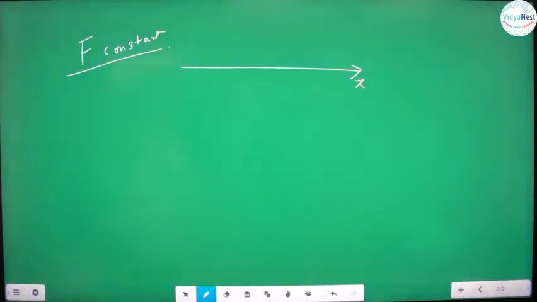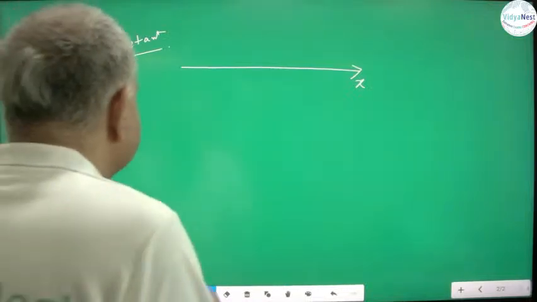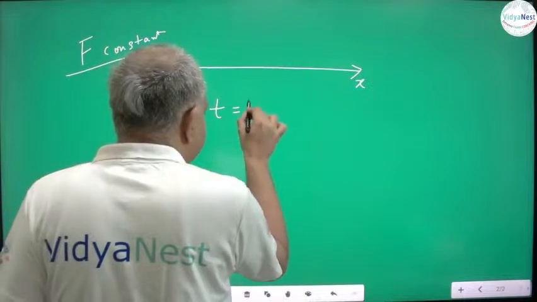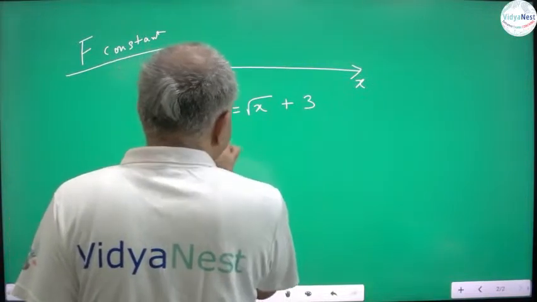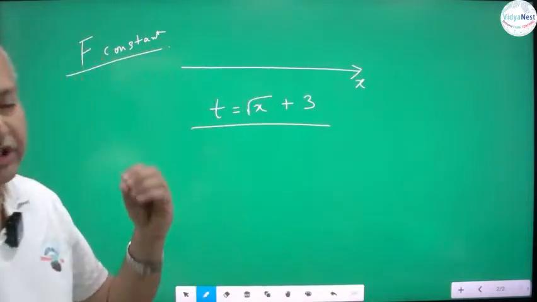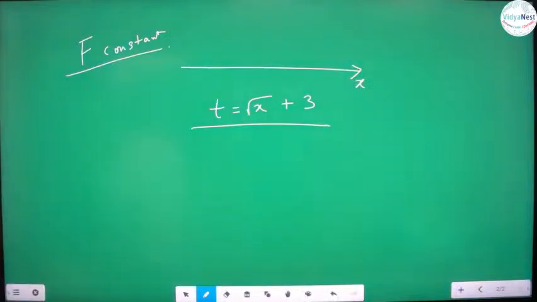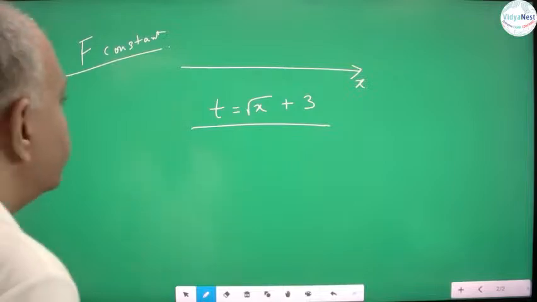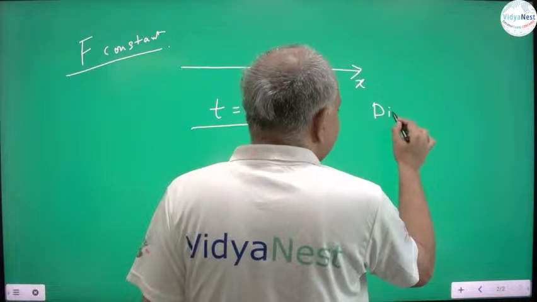Now a relation exists that time is equal to root x plus 3. It is the expression of the time, having the relation root x plus 3. Now the question is that we have to find the displacement of the particle when the velocity is 0. So you have to find the displacement.